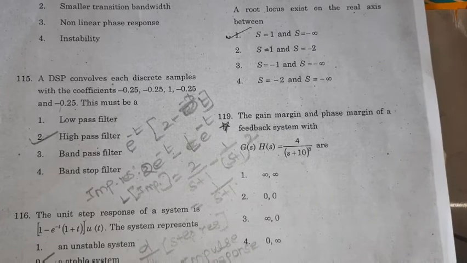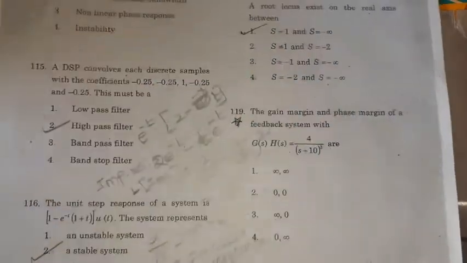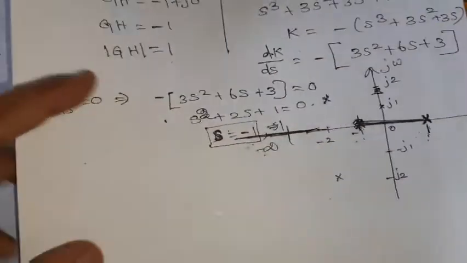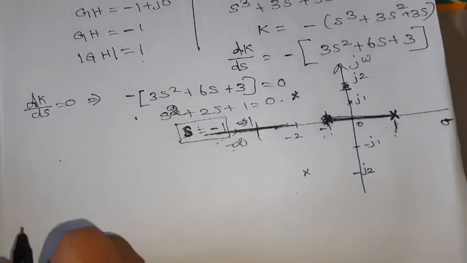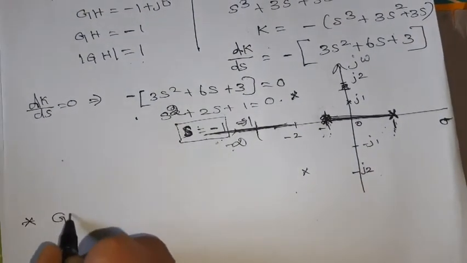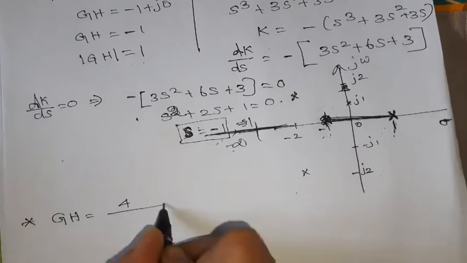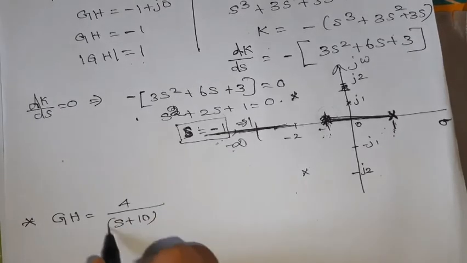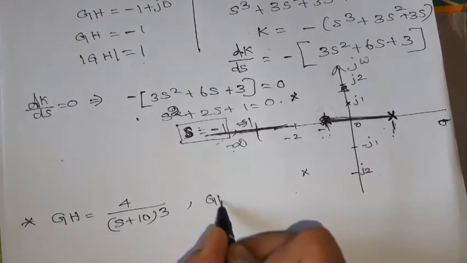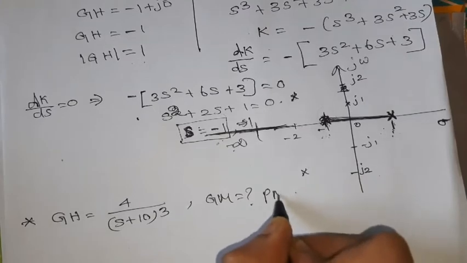So first we will see how to solve this problem and find out the answer. I will write in the paper G(s) and H(s), for which we have to find out the gain margin and phase margin. GH, I will write in short, 4 by (s plus 10) the whole cube. We have to find out the gain margin and phase margin.